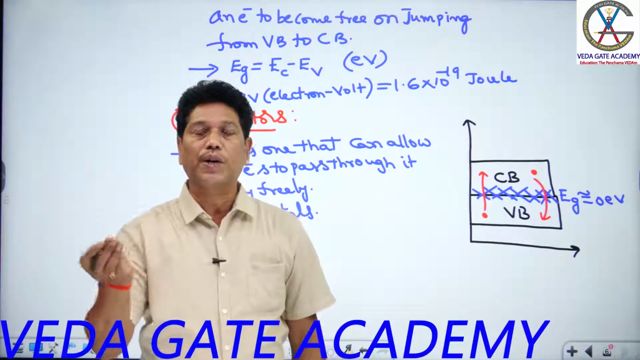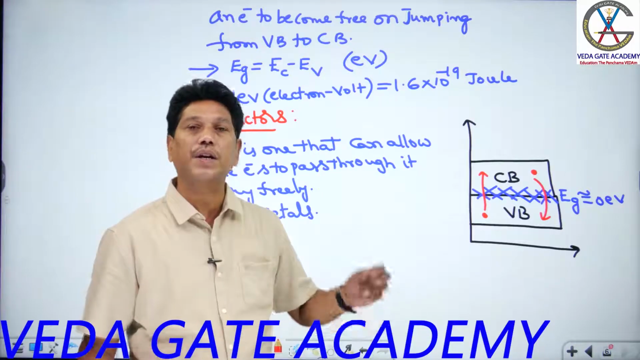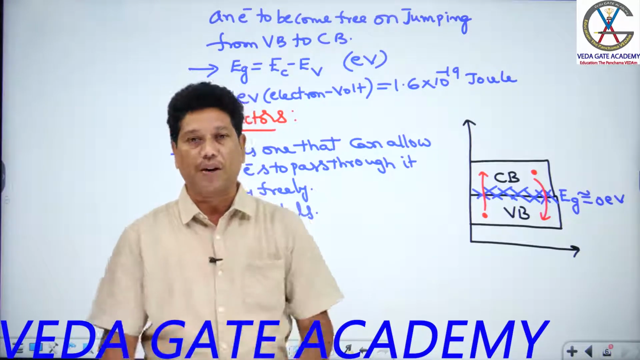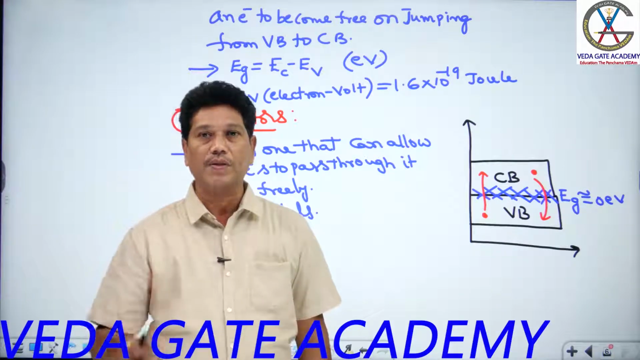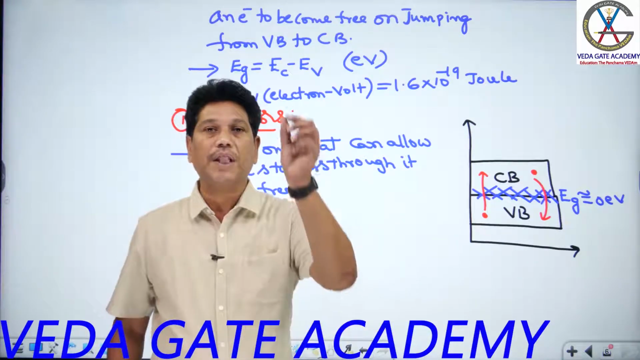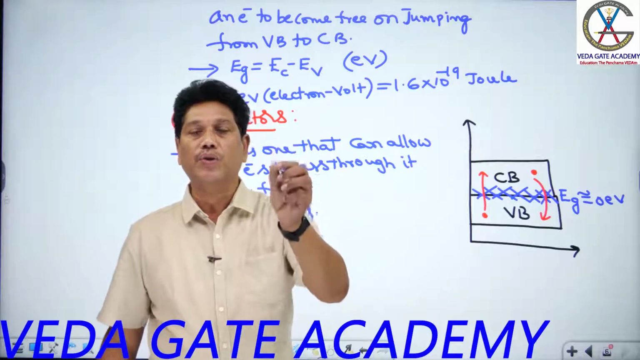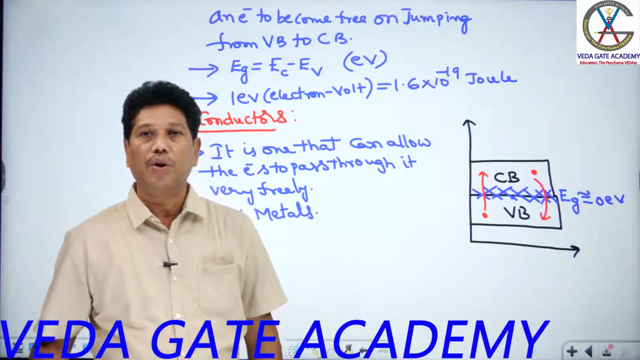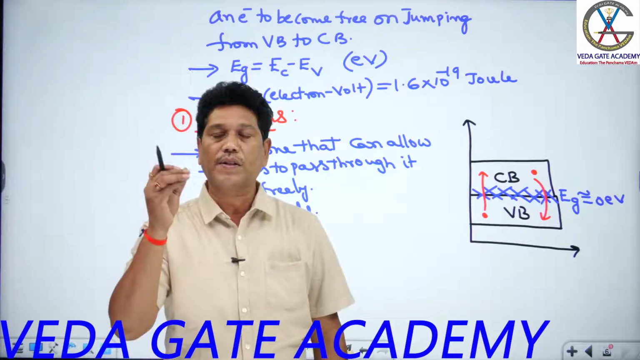Sir, why do you say there is no hole in a conductor? The reason is, even if the electron jumps to the conduction band, you don't say there is any loss of electron. Hole is considered as the loss of an electron. But in the case of conductors, even if the electron jumps to the conduction band, you don't say there is a loss of electron. Why no loss of electrons?